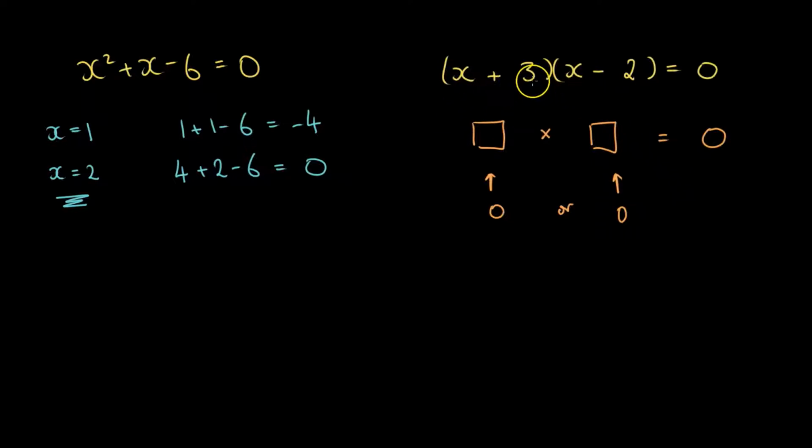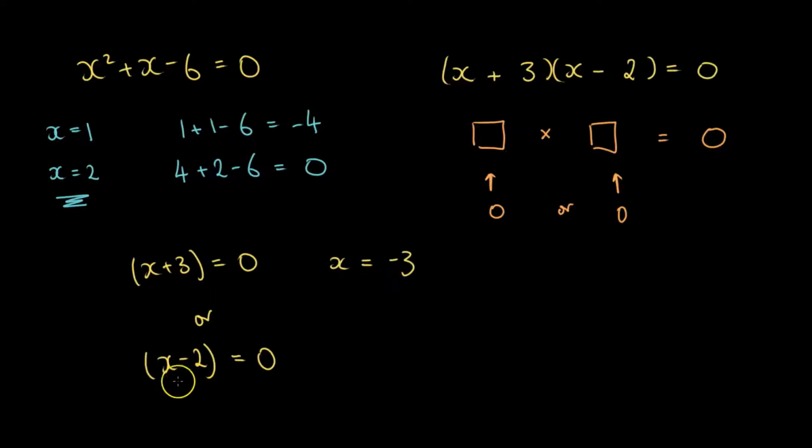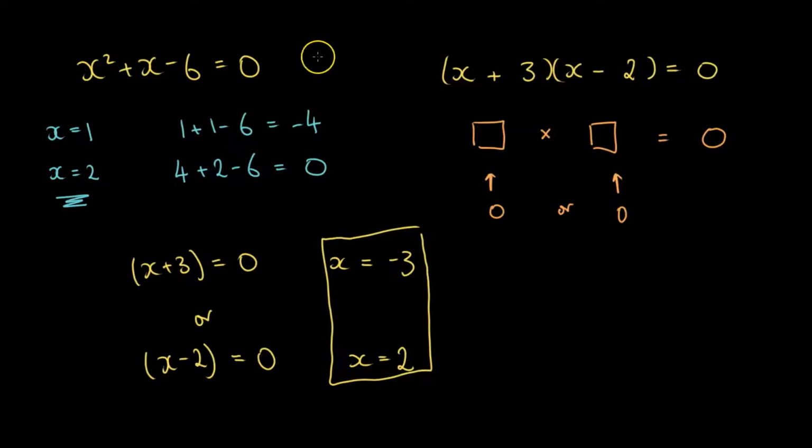So for these two brackets, we say that either the first bracket, x plus 3, is equal to 0, or x minus 2 is equal to 0. So if this first bracket is equal to 0, then this expression is true. If the second bracket is equal to 0, this equation is also true. And we can work out a solution for x if we set those brackets equal to 0. So if I take away 3 from both sides of this equation, I find that x is equal to minus 3. And if I add 2 to both sides of this equation here, I get x is equal to 2. So by factorizing, I have found two solutions to my quadratic equation. Obviously, this is a much quicker way than trial and error.